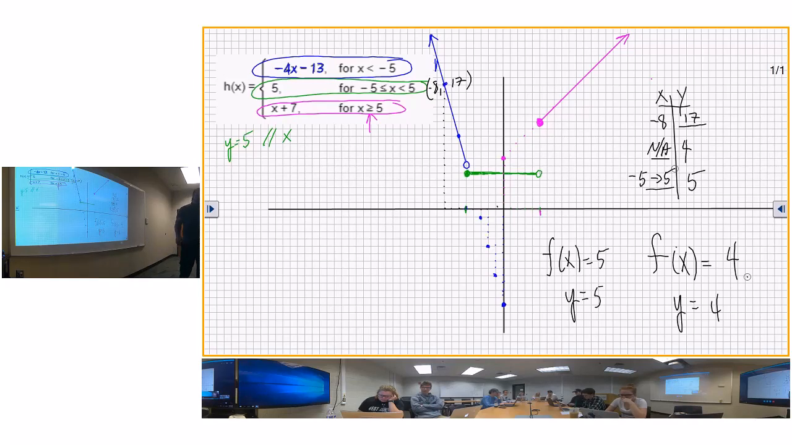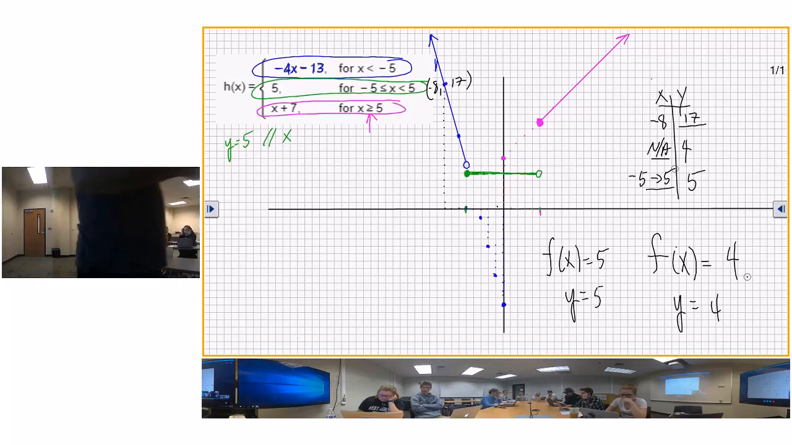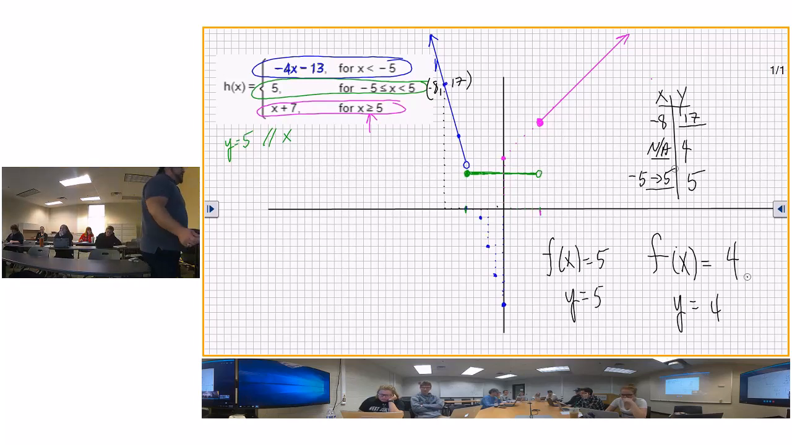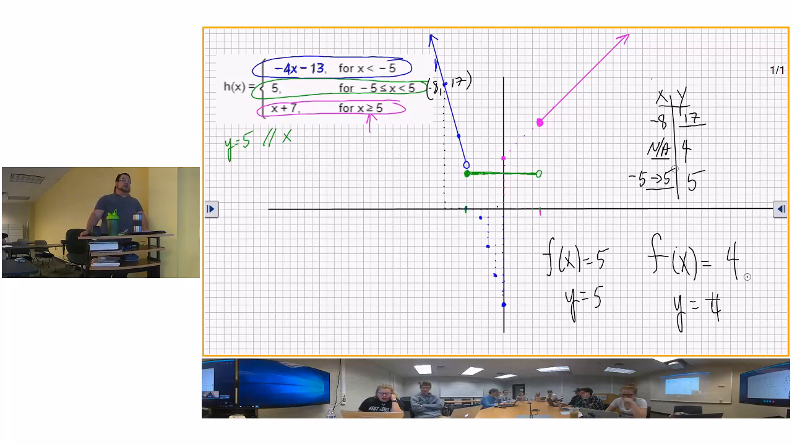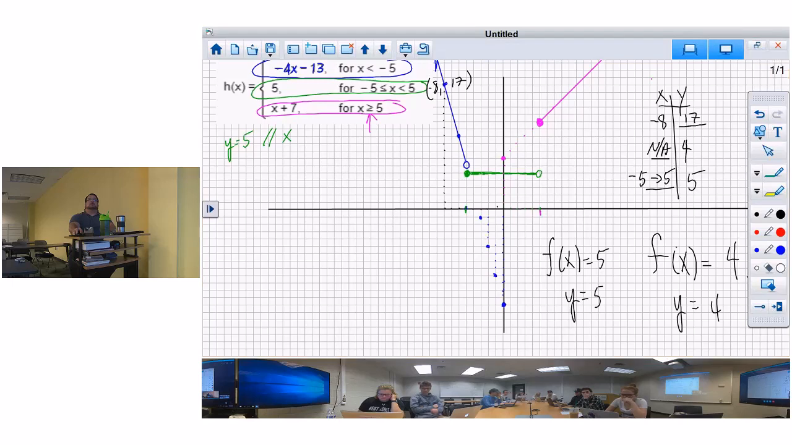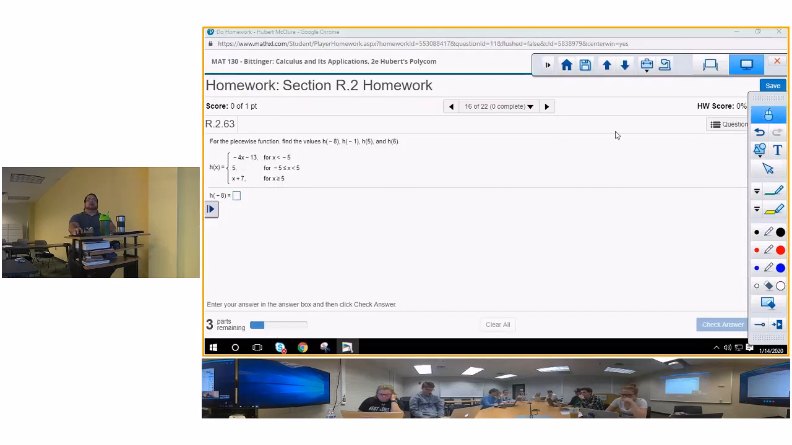Okay? So make sure not only can you draw a piecewise function, but you can interpret a piecewise function. In other words, find x or y. So it's a good homework question, but I probably won't test you on that. So let's find a good test question.